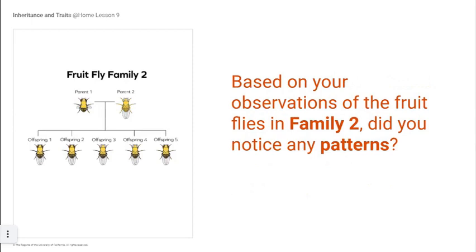Based on your observation of the fruit flies in family 2, did you notice any patterns? So now you're going to stop and look at fruit fly family number 2, and look at the two parents at the top, and then look at the offspring underneath. Do you notice anything? What is the same? What is different?